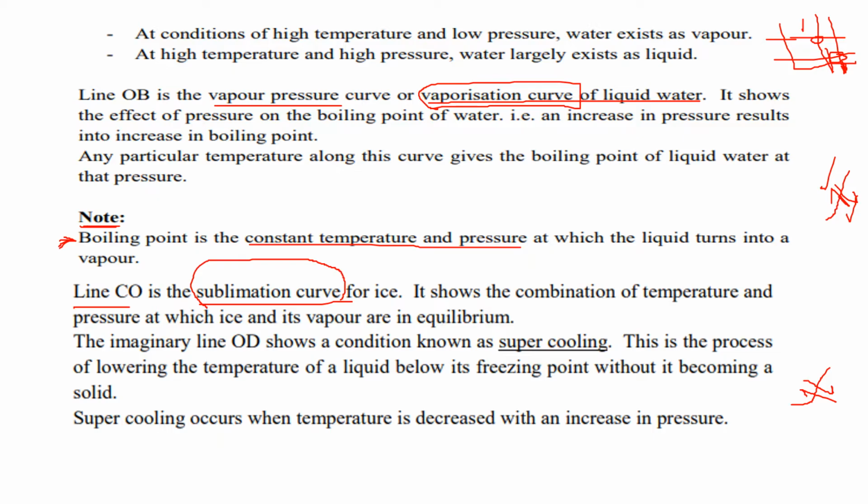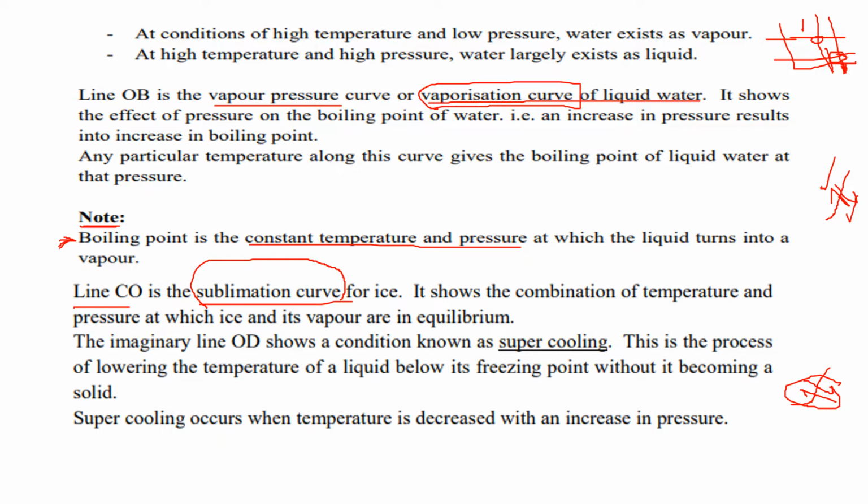So we are saying that it shows the combination of temperature and pressure at which ice and its vapor are in equilibrium, and that's the reason why we do this arrow across that curve. The reversible arrow will indicate that the two phases are in equilibrium.